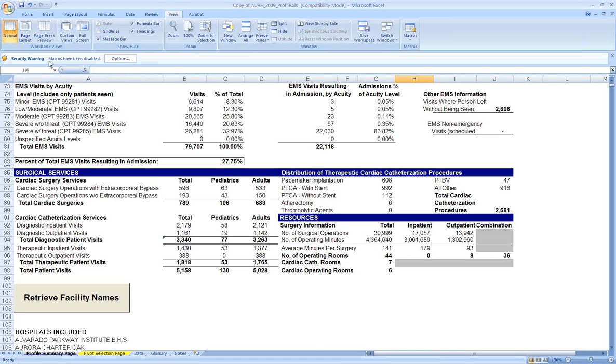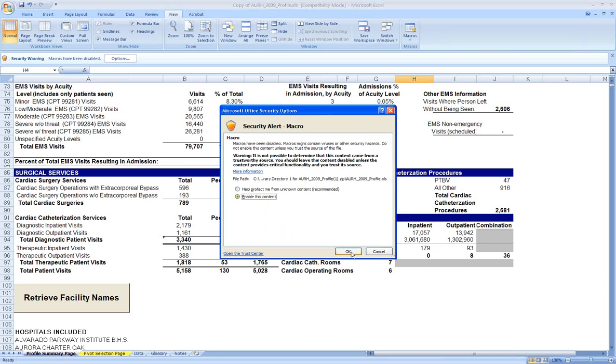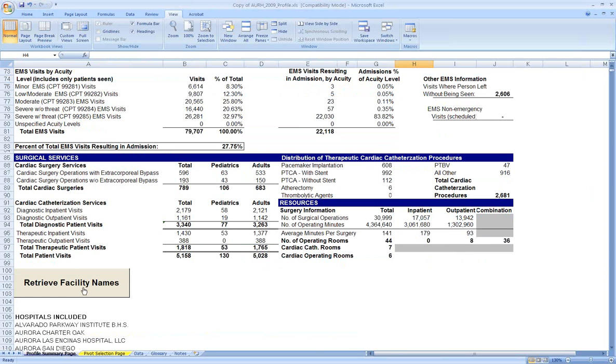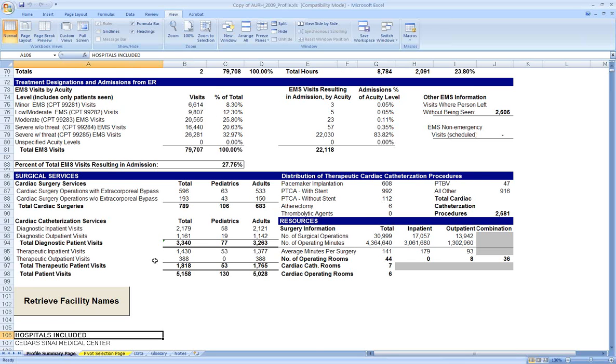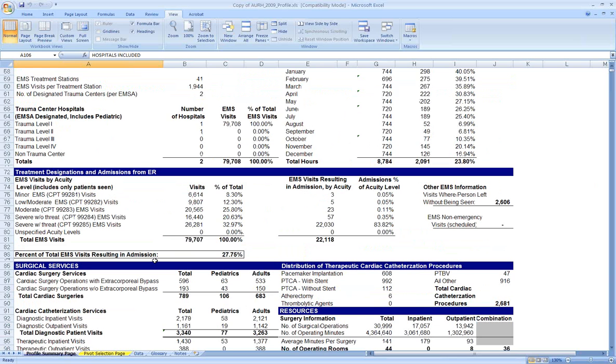Finally, at the top, you'll notice this thing that says security warning. Macros have been disabled. In order to really get the full use of this, you will want to enable your macros. And so you would just hit the options, enable this content, OK. And by doing that, for instance, here, you could click Retrieve Facility Names, and it will tell you that you're looking at Cedars-Sinai Medical Center. This is important because as you go to subsequent pages and you're looking at groups of hospitals, you may want to know which hospitals you're looking at that are grouped together, and hitting Retrieve Facility Names will get that list for you.